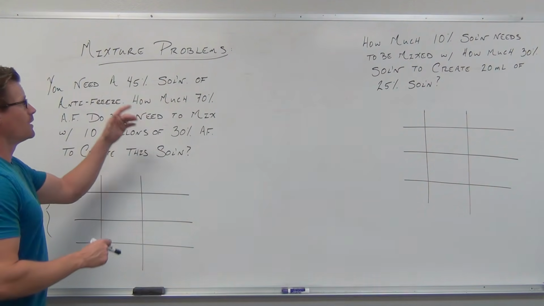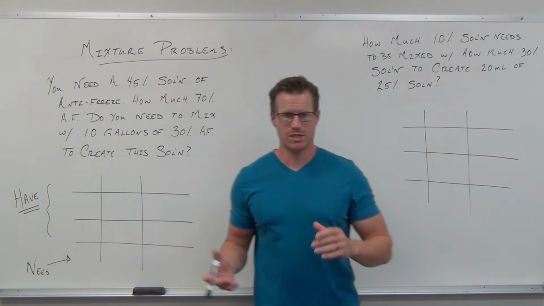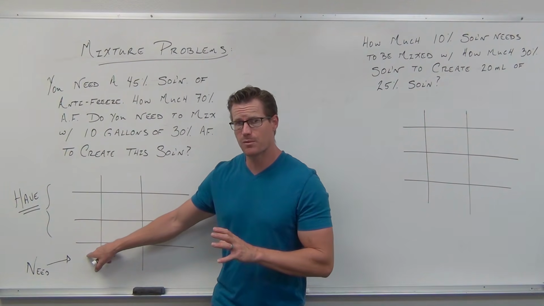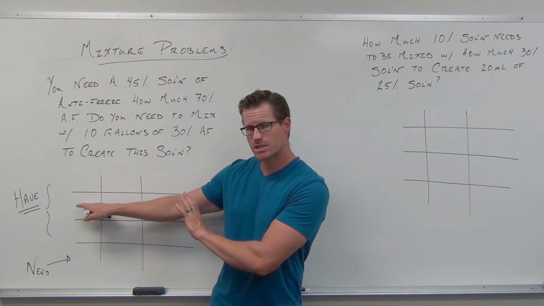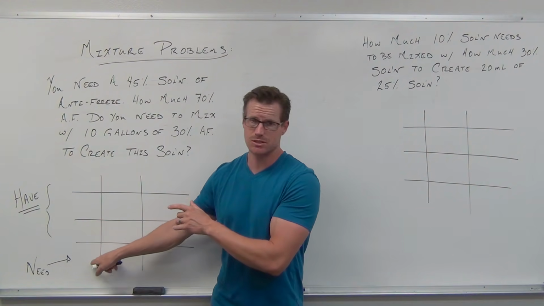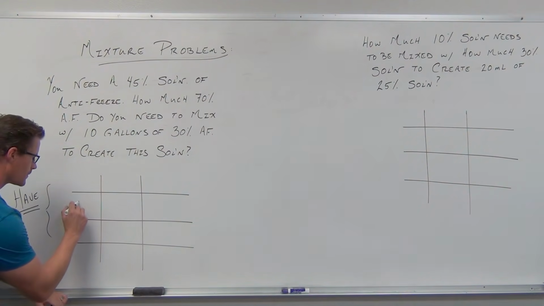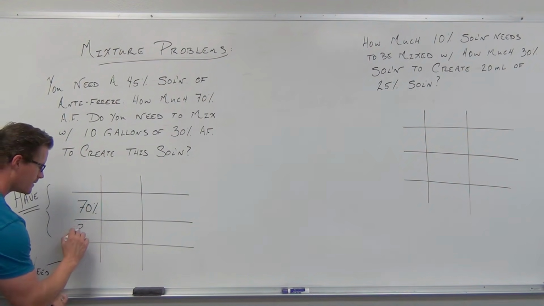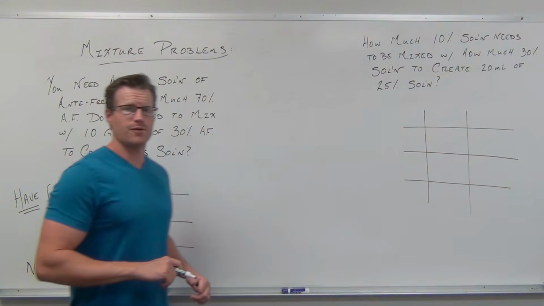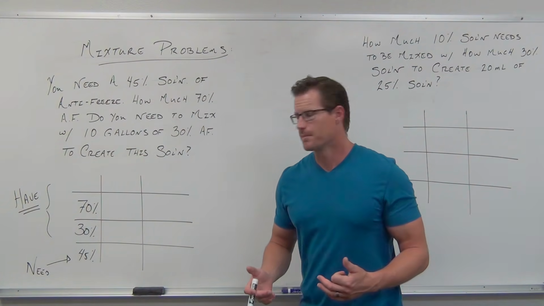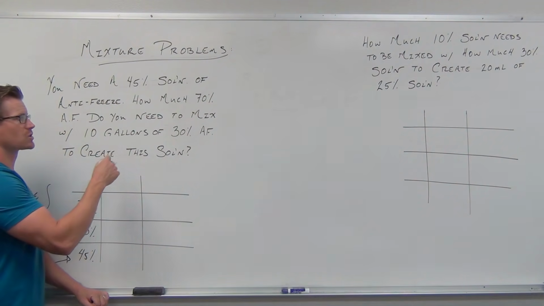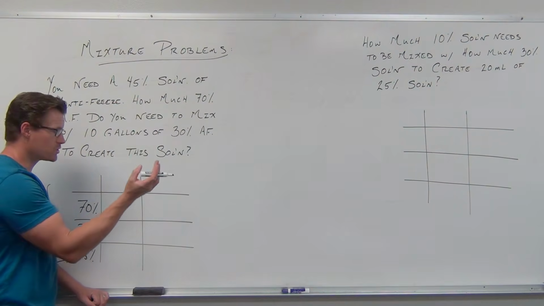Let's see what we have. When I was doing this, I needed 45%. I had 70 and I had 30. So the 45, what I need is going to go down here. I'm going to put 45% down here, what I need. What I have is 70% and 30%. It does not matter what order you put the halves, but the need has to go here. So I had 70%, I had 30%, I needed 45%. If that makes sense, that's awesome. Let's move on. On our columns again, you're going to put the amount. In this case, we're talking gallons. So you can put gallons or you can just put amount.